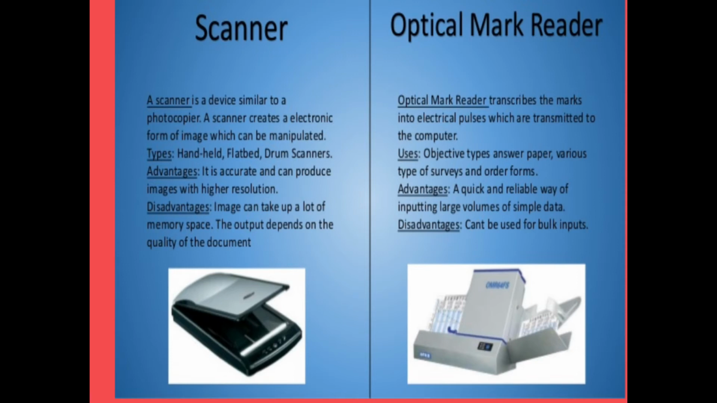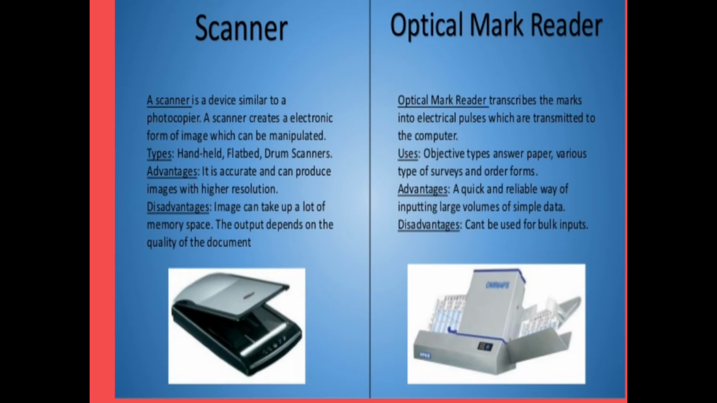Next is a scanner. A scanner is a device similar to a photocopier. A scanner creates an electronic form of an image which can be manipulated. There are several types of scanner: handheld scanner, flatbed scanner, drum scanners, etc. The advantage is it is accurate and can produce images with higher resolution. And the disadvantage is images can take up a lot of memory space. The output depends on the quality of the document.